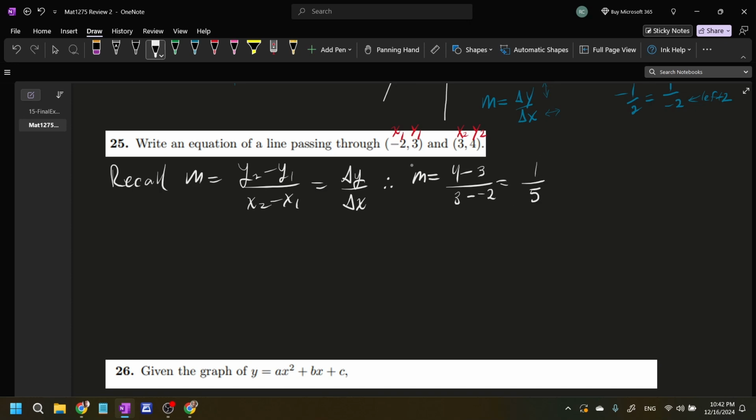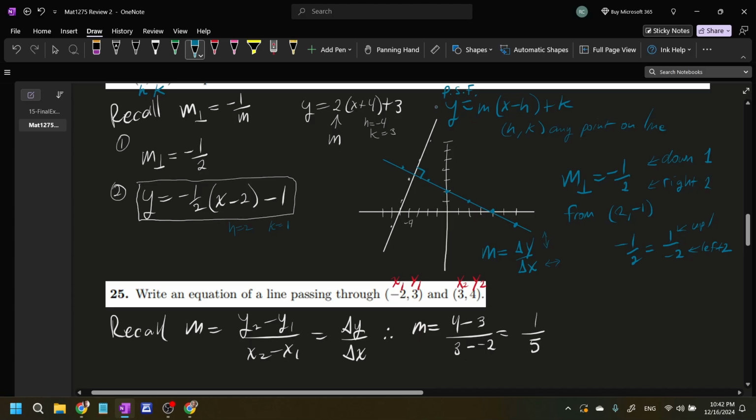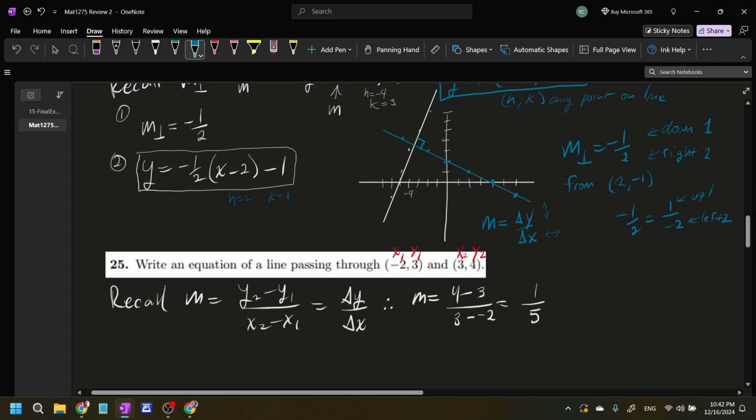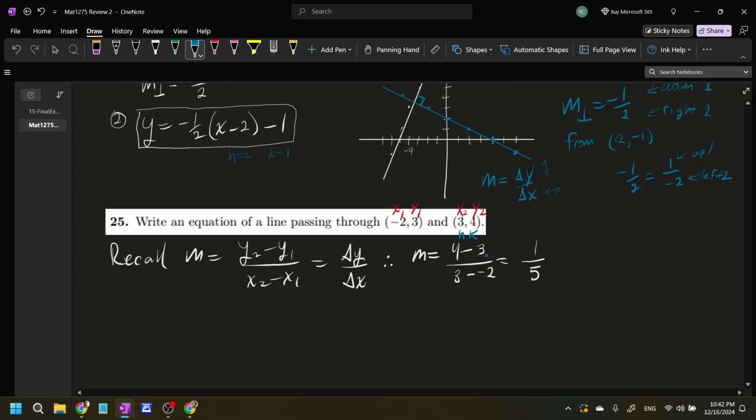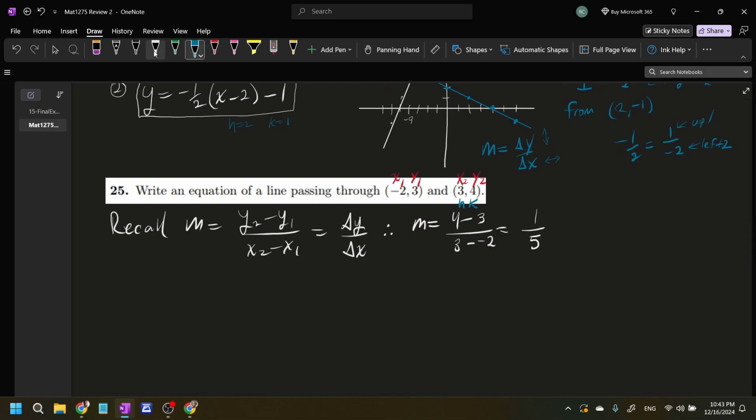Great. So now we can plug this into the point slope form of a linear equation. I'll scroll up to remind you what that is. That's here in the blue box. And it doesn't really matter which point we use. Either one, it will give us the same equation. So I'm going to use 3 and 4 for h and k simply because the values are positive and I don't want to deal with negatives. So our line that passes through these points is going to be y equals 1/5 times x minus h, which is 3, plus 4, which is k.